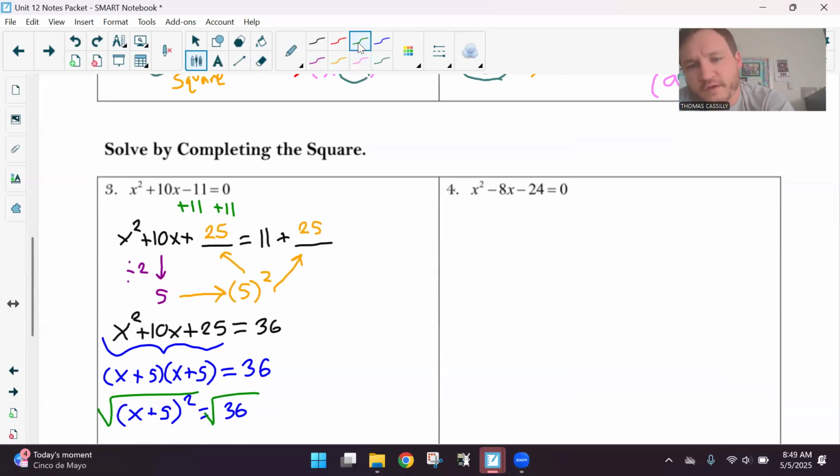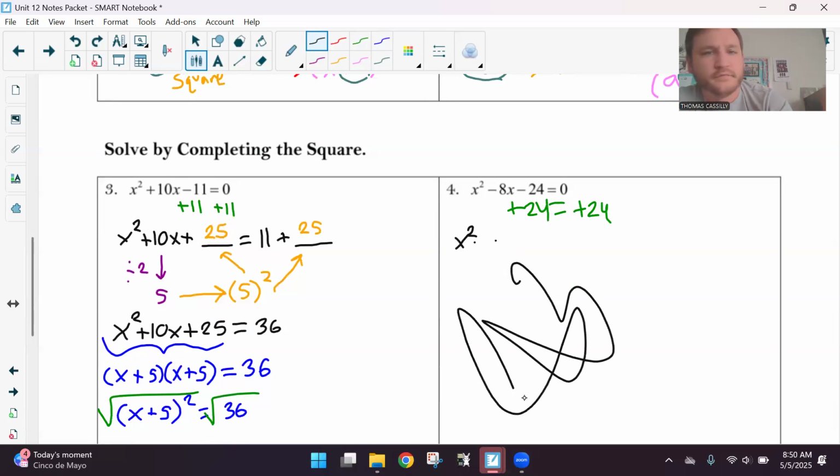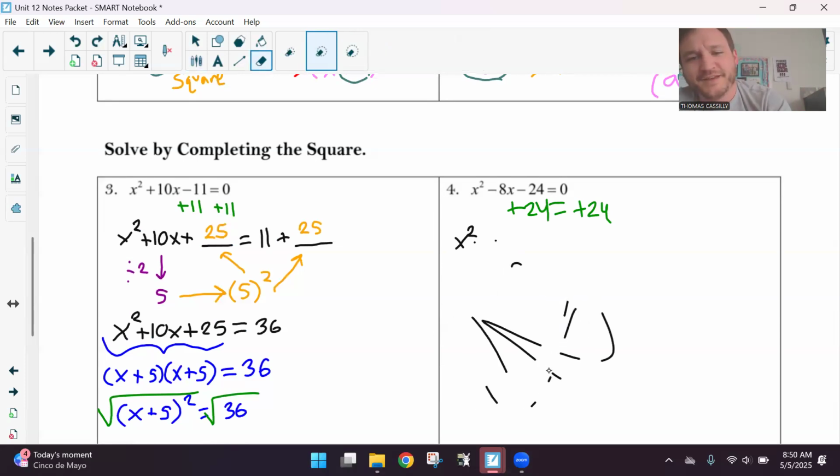So first things first, add the 24. Let's try that again. Add the 24 to both sides. Oh, my computer's not cooperating anymore. All right, add the 24 to both sides. We're going to have x squared minus, I hate this computer. All right, I'm making a new page.